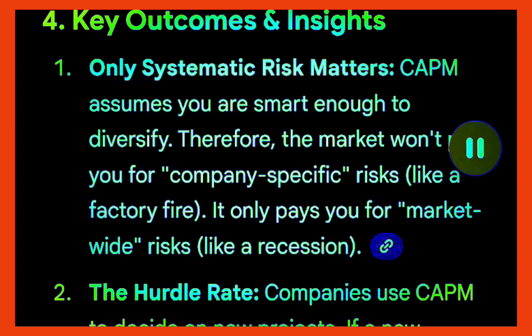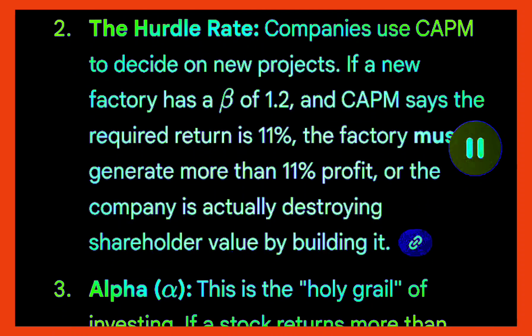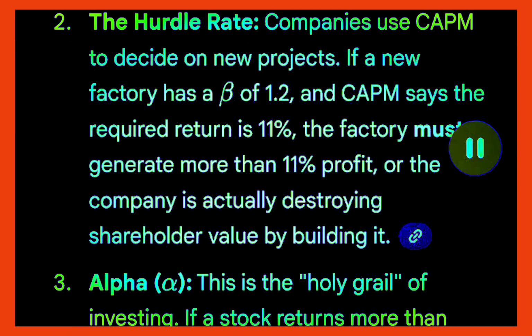The hurdle rate. Companies use CAPM to decide on new projects. If a new factory has a beta of 1.2 and CAPM says the required return is 11%, the factory must generate more than 11% profit, or the company is actually destroying shareholder value by building it.